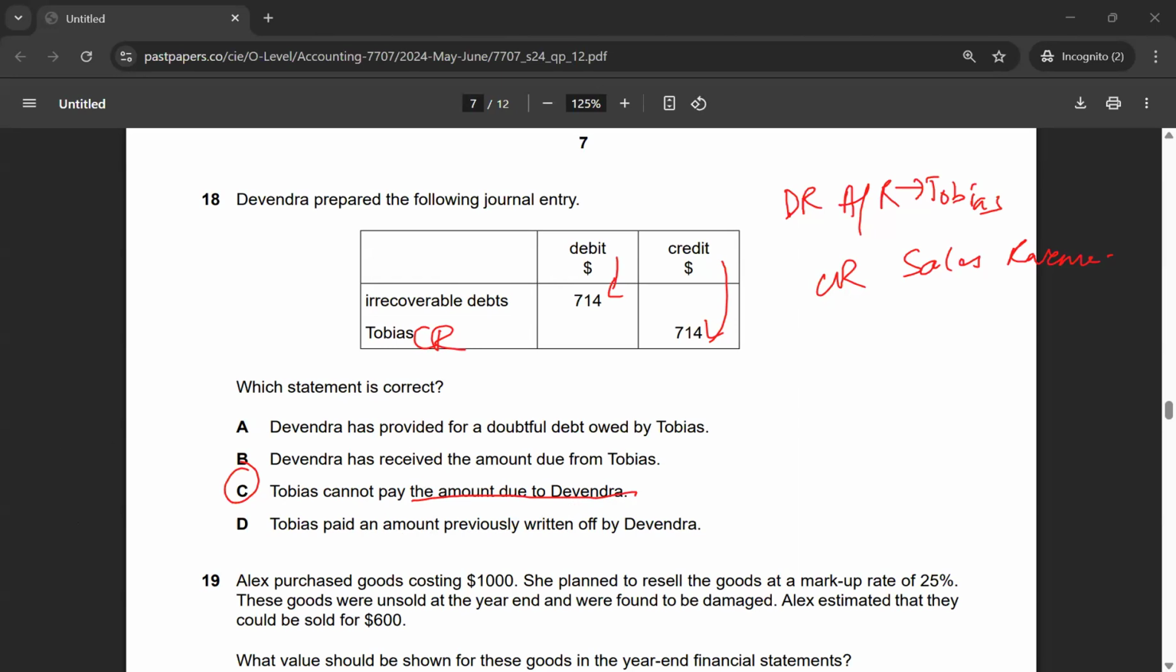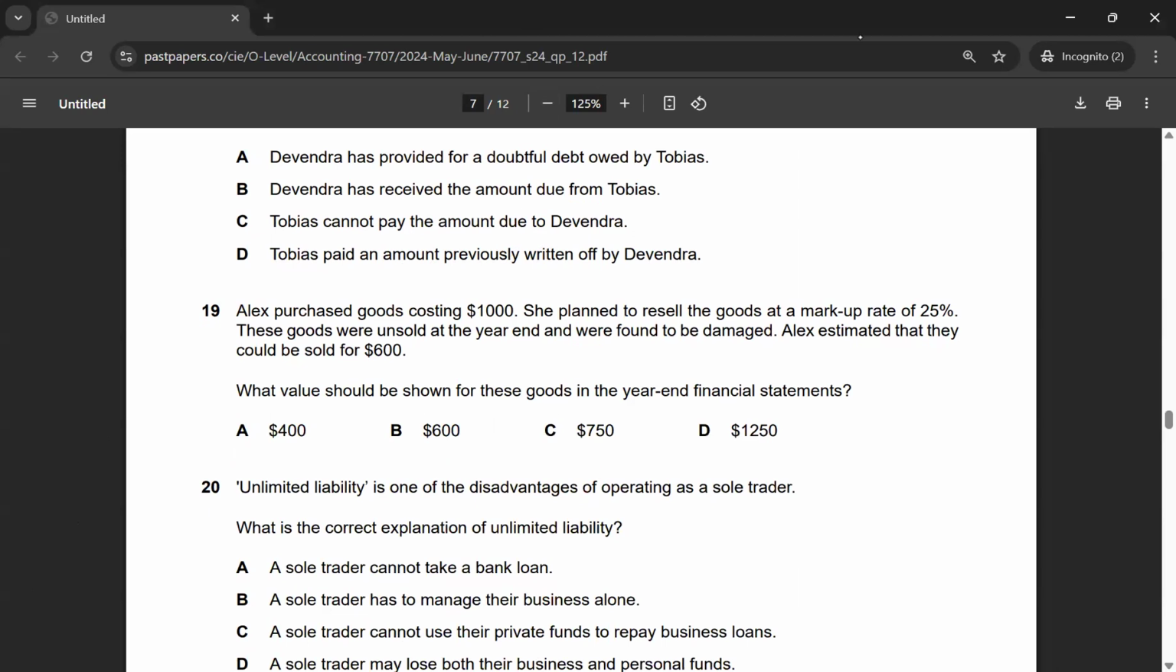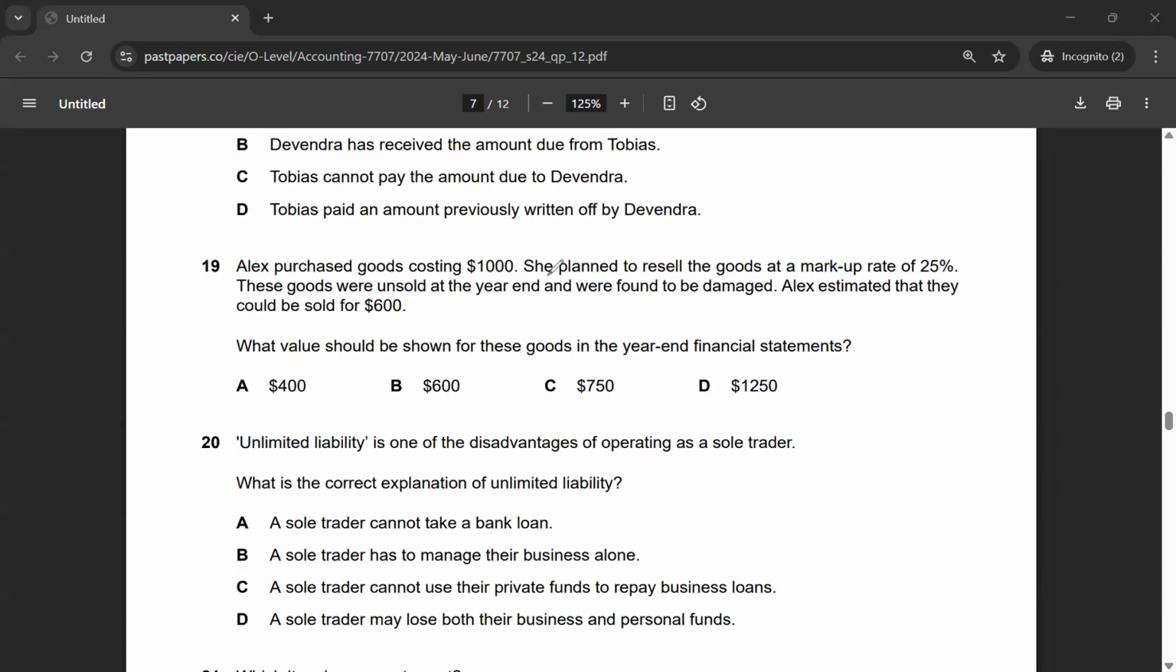Let's look at multiple choice 19. Alex purchased goods costing $1,000. She planned to resell the goods at a markup of 25%. These goods were unsold at the year end and were found to be damaged. Alex estimated that these could be sold for $600. What value should be shown for these goods in the year-end financial statements?